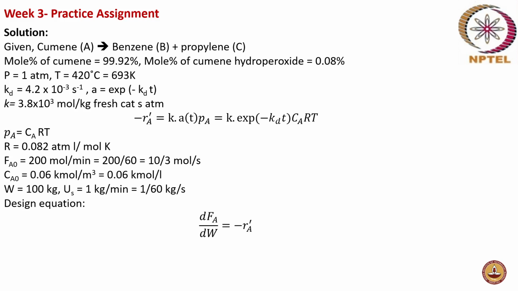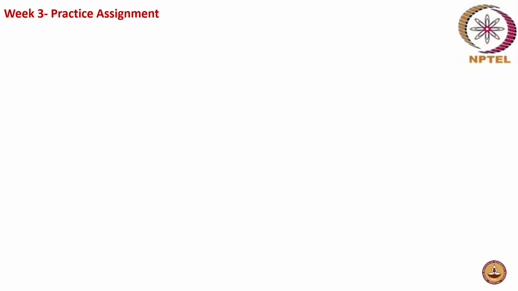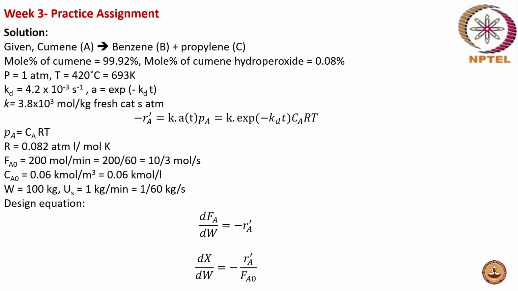Okay. So the design equation is dFA by dW is equal to minus RA prime. And then I'm just rewriting the expression, replacing FA with FA naught and X conversion, right? So I'm getting dX by dW is equal to minus RA prime by FA naught. And then we have a time term in the decay expression, right? So now we have to convert that into some known parameters.